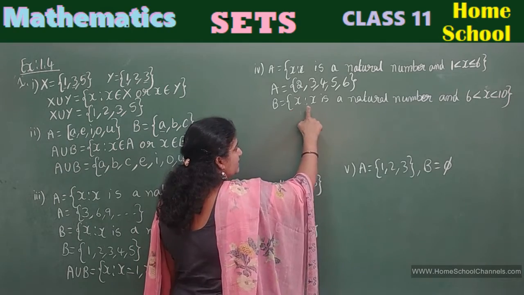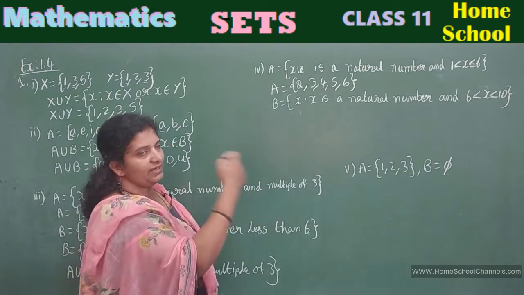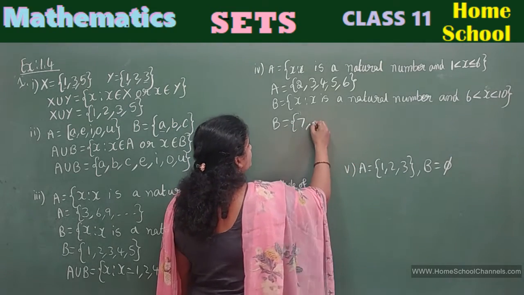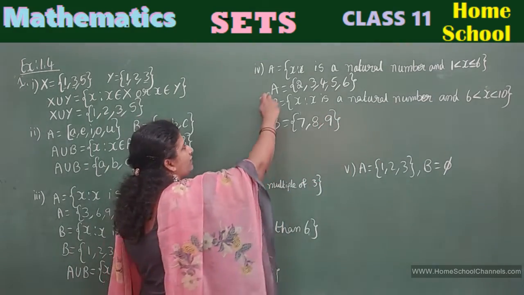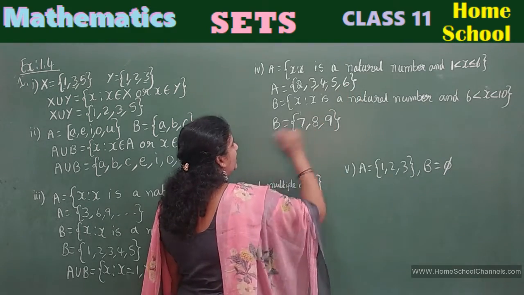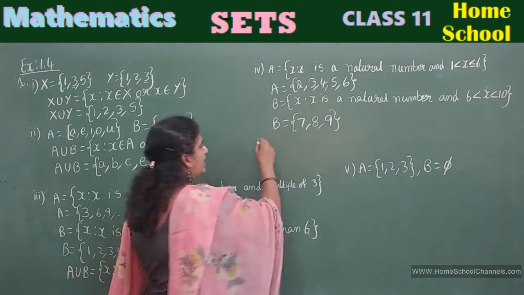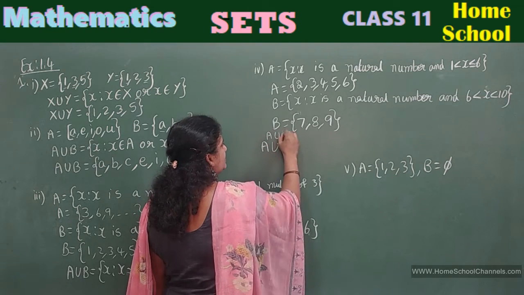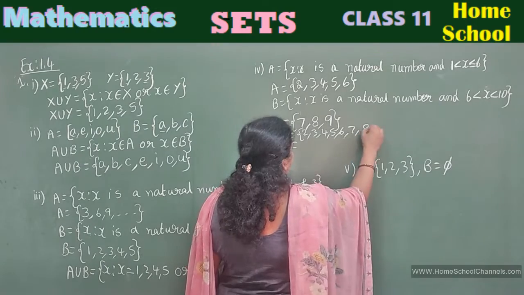Next B. B is set of all x such that x is a natural number and x is greater than 6, less than 10. Greater than 6: 7. All natural numbers I am talking about here. 7, 8, 9. Less than 10, so 10 will not be there. So how will you find A union B here? Observe the numbers carefully. 2, 3, 4, 5, 6, 7, 8, 9. Greater than 1 you have, less than 10 you have, all the natural numbers. So while writing the answer, A union B is equal to, if you want you can write first in this way, A union B, 2, 3, 4, 5, 6, 7, 8, 9.